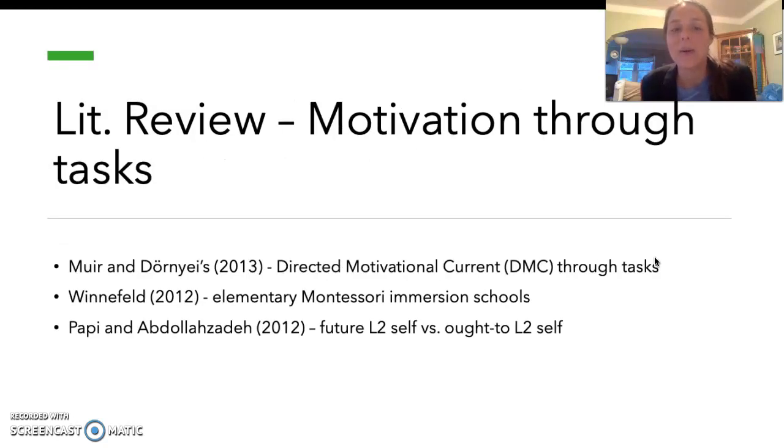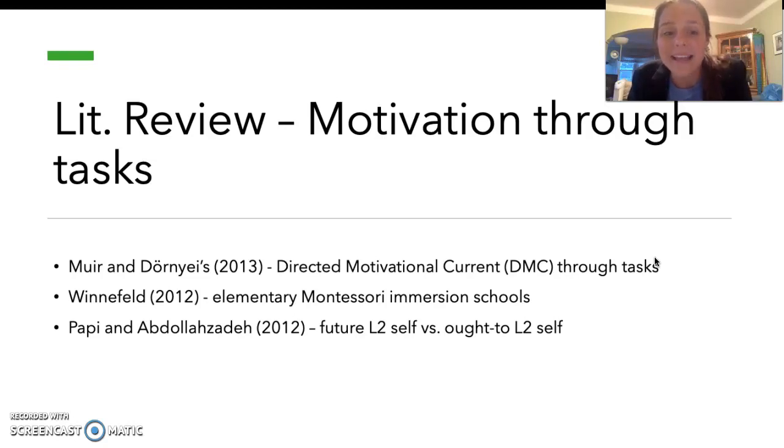Moving right along to my literature review for motivation through tasks. Muir and Dornier in 2013 developed the theory of directed motivational currents. They expressed the role of cultivating motivation through authentic language teaching tasks. They suggested that students should have autonomy over tasks to help make these tasks authentic to them. Winnefield in 2012 stated that elementary Montessori immersion schools can incorporate language teaching tasks into their elementary school curriculum.